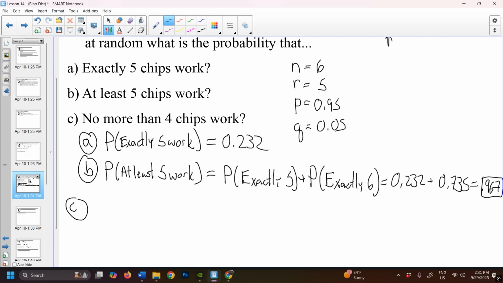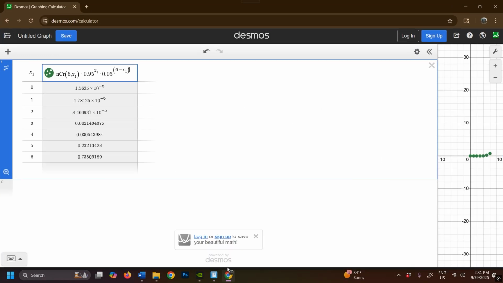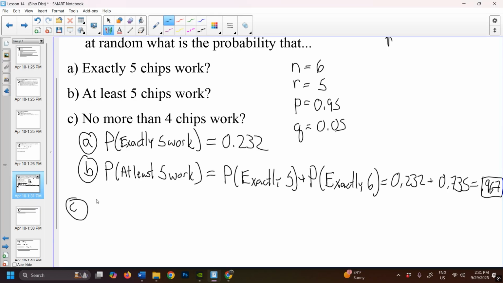Now, part C, no more than 4 chips work. Now, what we could do is we could go through and add up, because no more than 4 chips. 0 is no more than 4, 1 is no more than 4, 2 is no more than 4, 3 is no more than 4, and 4 is no more than 4. So just like in part B, we could add up all of these, or we could say no more than 4 is the complement of at least 5. And I think that's going to be the easier way.